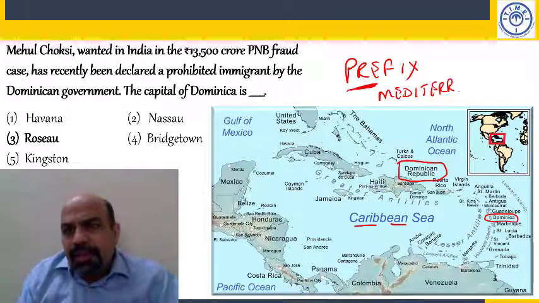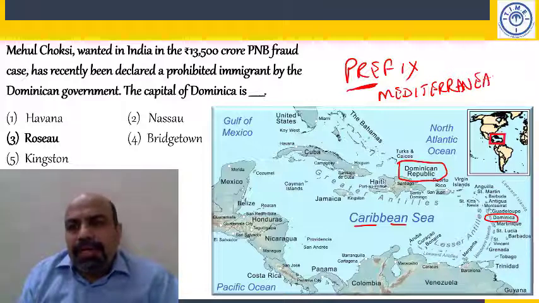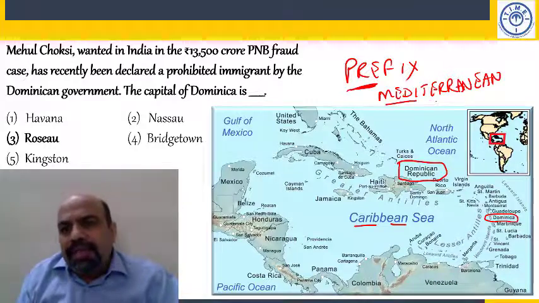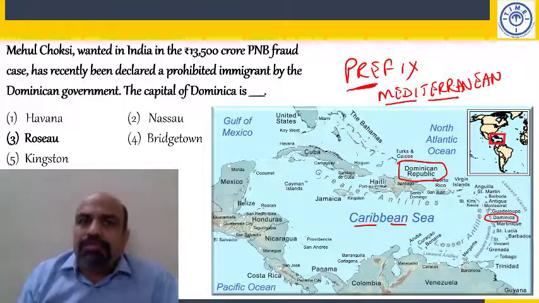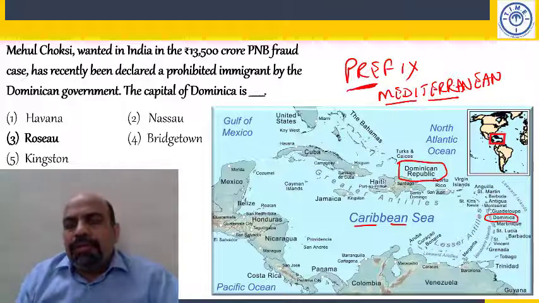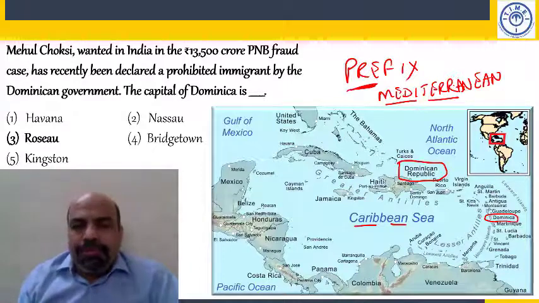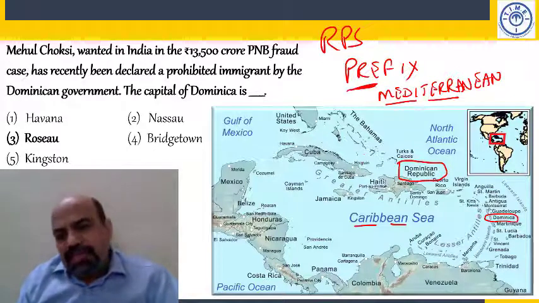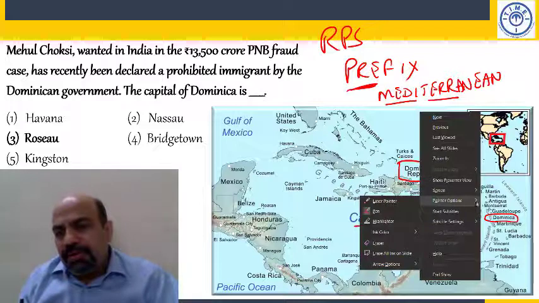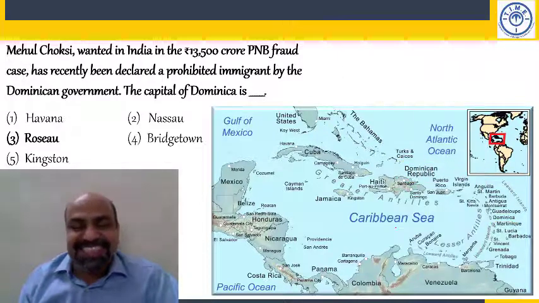Mediterranean Sea. Now you see this Mediterranean. Medi is middle, terra is land. So this is a root. Terra means land. Terra firma means solid ground kind of thing. So if you want to improve your vocabulary, you could use this method, RPS, root prefix suffix method. Okay, guys. But before that, you learn these things.